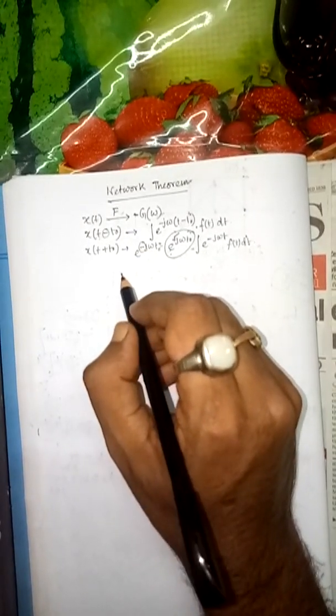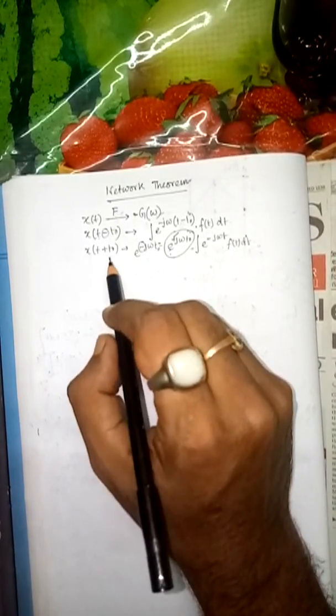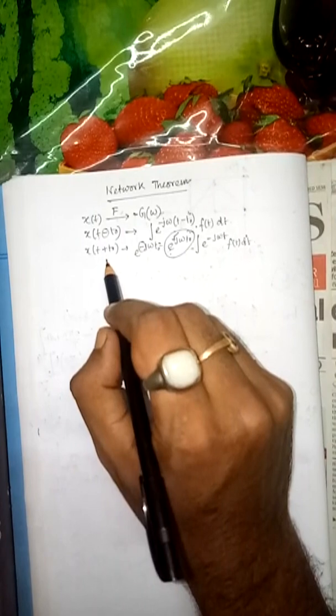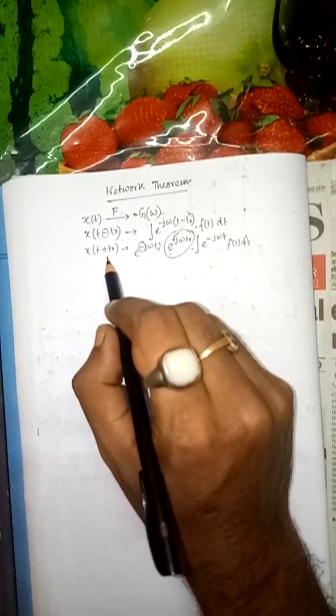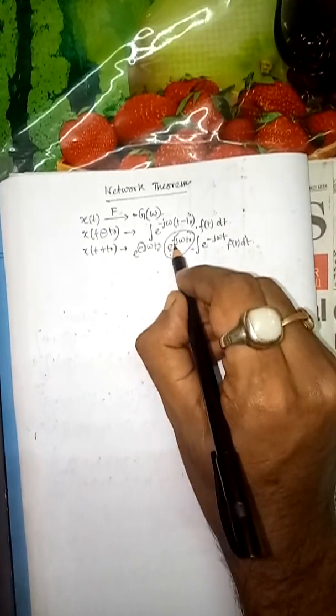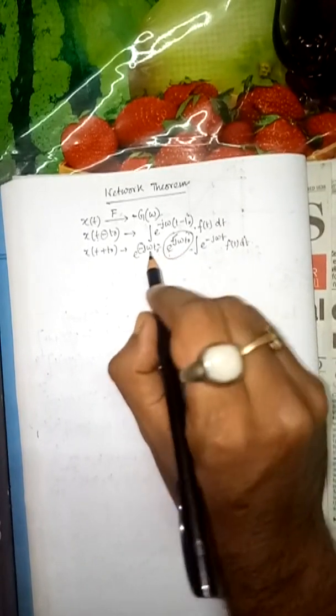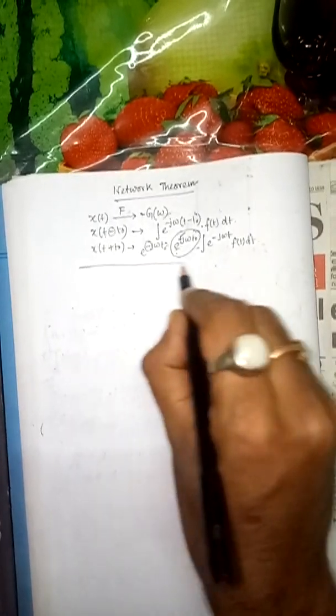In the previous lecture, when I talked to you about the different types of shifting property of the Fourier transformation, I made a mistake: instead of plus I put minus. So please correct it, and the remaining thing is very fine.